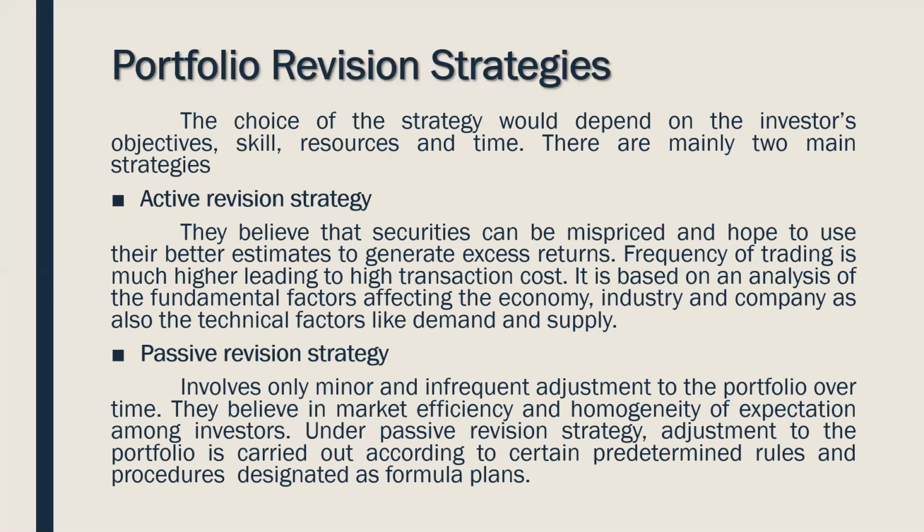The second type is passive revision strategy. They believe that all the investors have homogeneous expectations. The market is efficient. They are the followers of efficient market hypothesis. They believe that engaging in fundamental or technical analysis is fruitless. The market is already efficient, so it's best to buy and hold your security as long as possible. So there will only be infrequent or minor adjustments to the portfolio over time. The transaction cost is very less.